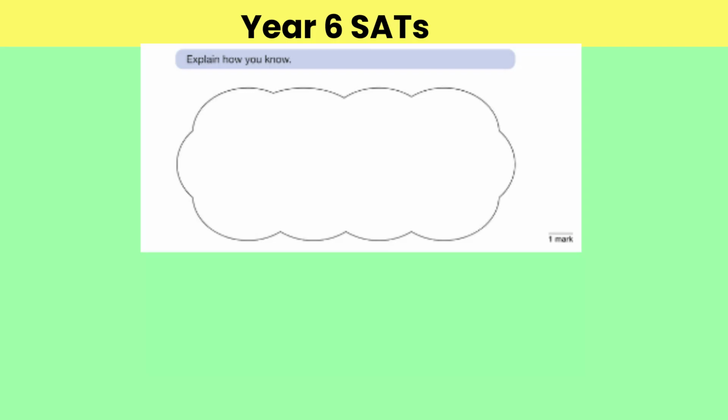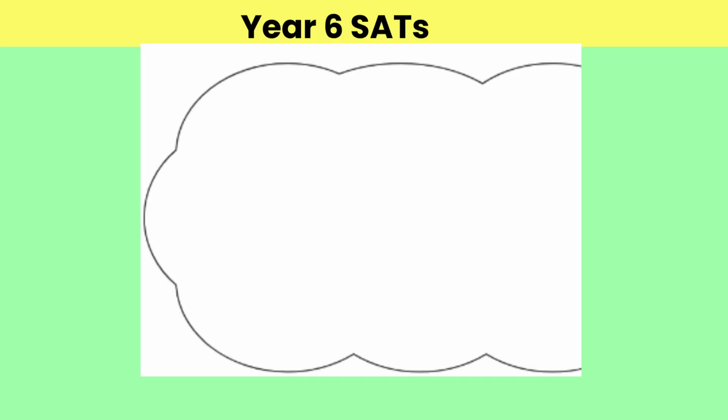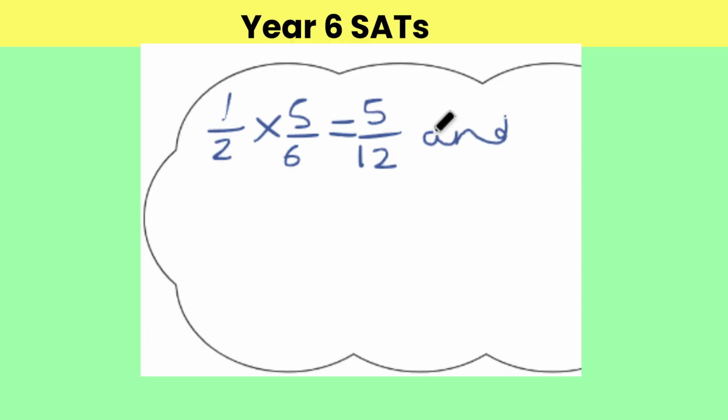Question 24. 1/2 times 5/6 is greater than the value of 1/3 times 7/8. Explain how you know. So for this, I would simply calculate both of them and then see where you are there. So I'd first of all calculate the first one, 1/2 times 5/6. Multiplying fractions, you just multiply the top and then multiply the bottom. So 1/2 times 5/6 is 5/12.